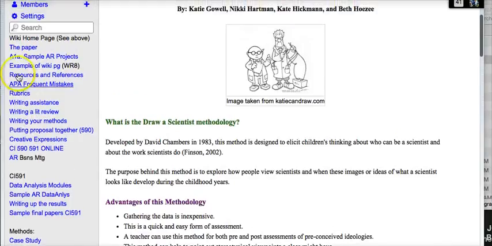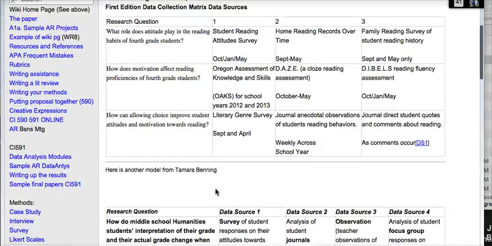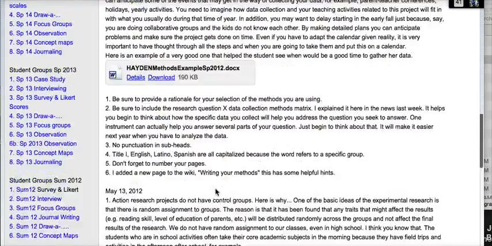This top section is basically the nuts and bolts of putting together your paper. And you can read through it. There are frequent mistakes for APA, which I've put in here. There's writing the literature, writing your methods. Within each of those, there's of course the research question matrix. How do you do that? Examples of that. How do you make a good calendar?